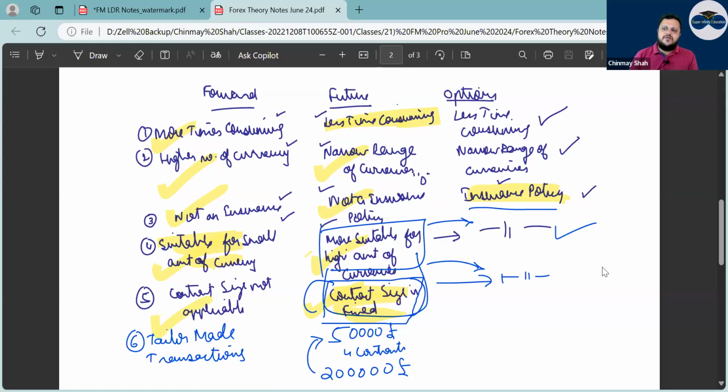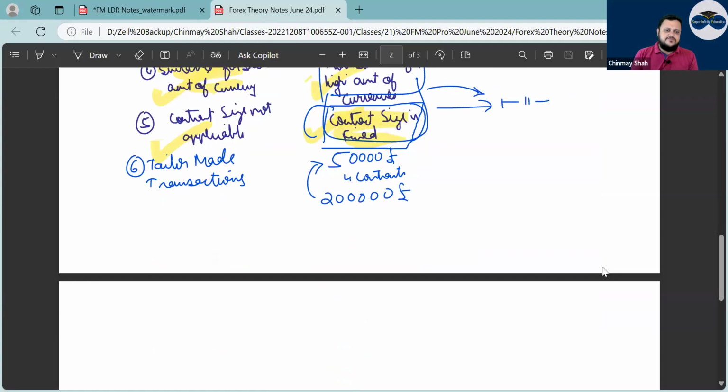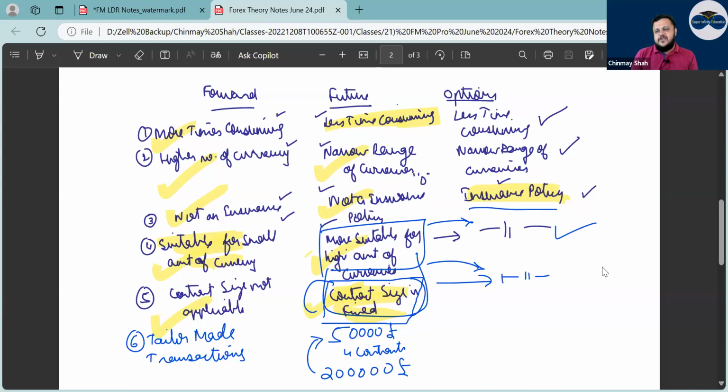Forward will be as per your invoice, whatever the amount. But for futures and options, the contract size is fixed. You will see in AFM how the contract size is fixed. Forward is a tailor-made transaction, meaning as per your amount it will be there, but for futures the contract size is fixed.